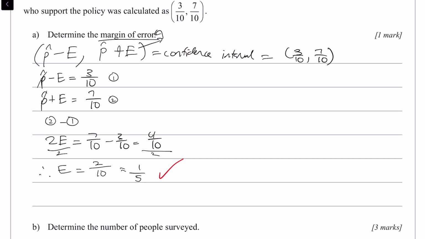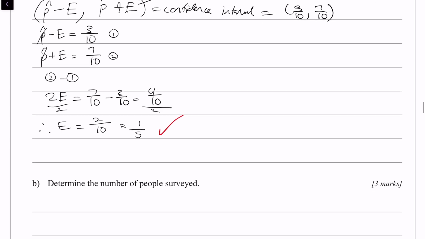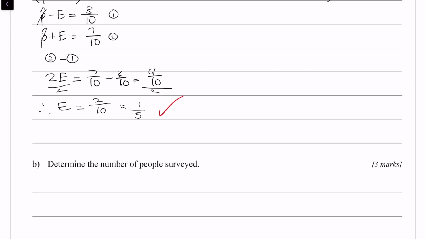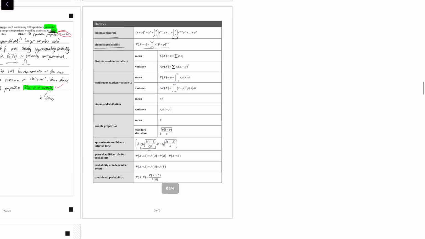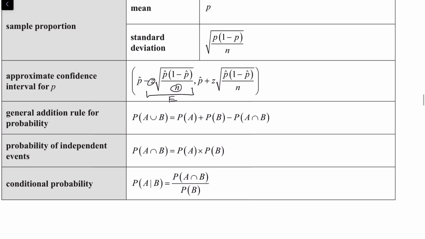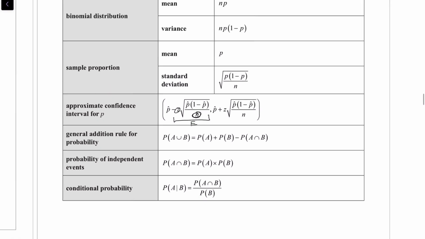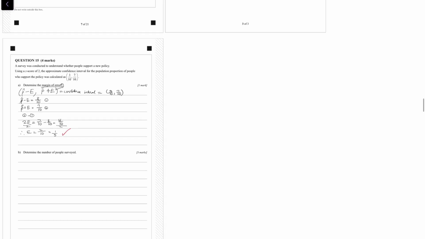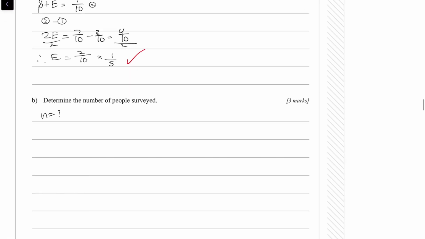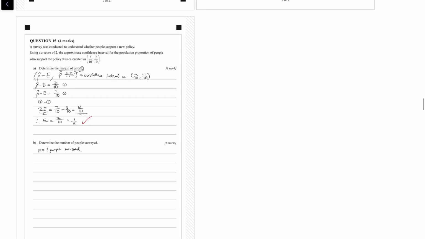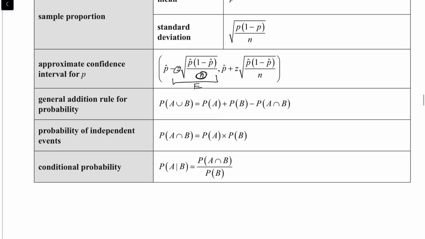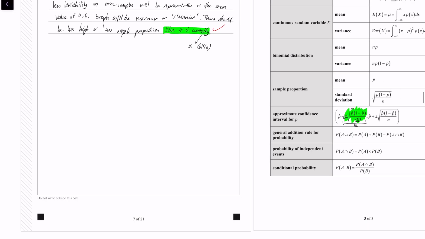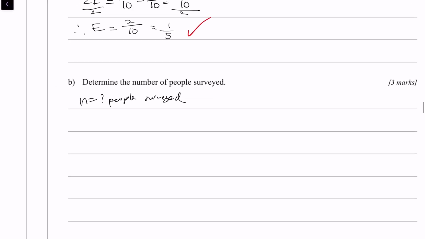Okay, so in order to find the number of people surveyed, we need to know a couple of things. One of them is our p hat, because we know n, lowercase n, is our number of people surveyed, so we're trying to find lowercase n. Okay, and if we know that E is equal to this right here that I've highlighted in green, then we can use that formula. Okay, but first we need to find p hat.